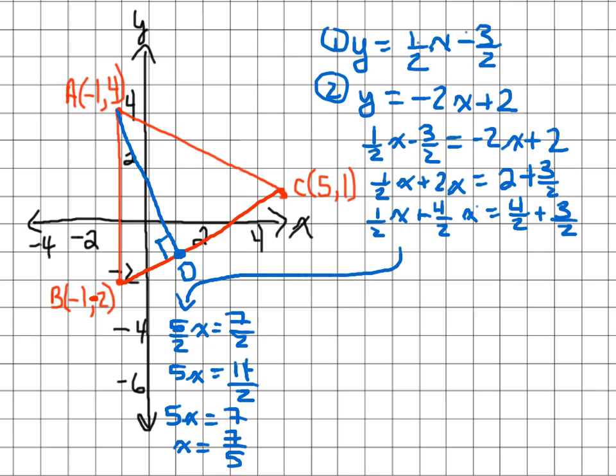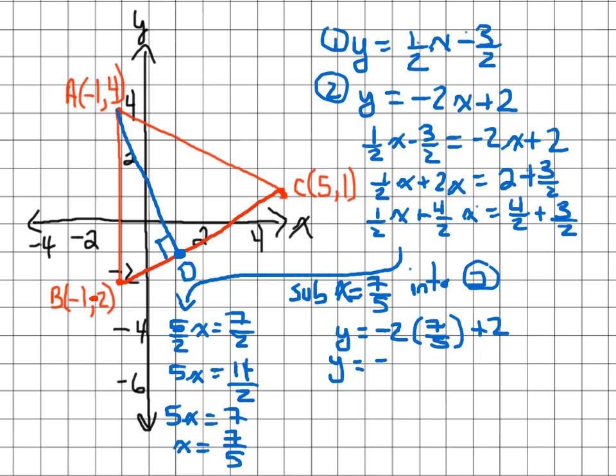I will need to find y by substituting x equals 7 over 5 into one of the two equations. I'm going to choose equation 2. So that means that I have y equals, my slope is -2 times x, which is 7 over 5, plus 2. So I have y equals -14 over 5 plus 2.